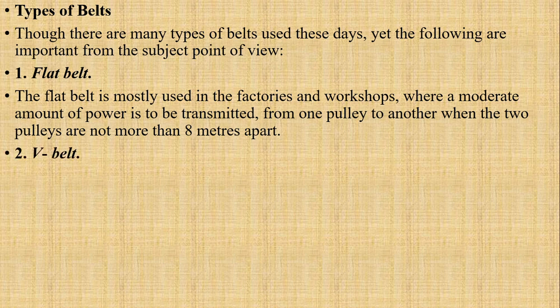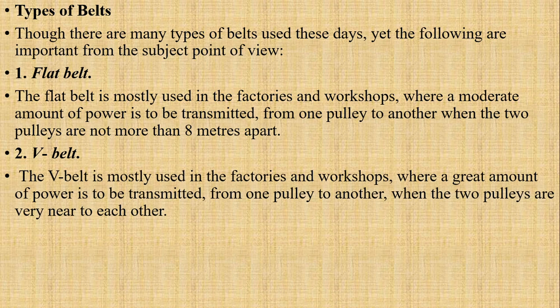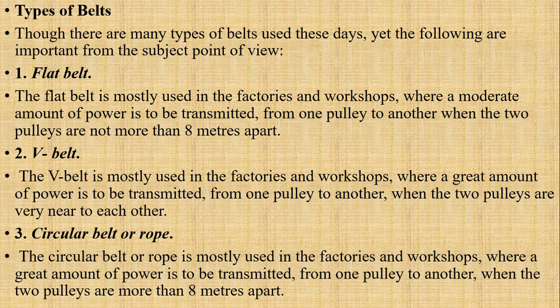Second, V belt. The V belt is mostly used in the factories and workshops where a great amount of power is to be transmitted from one pulley to another when the two pulleys are very near to each other. Third, circular belt or rope. The circular belt or rope is mostly used in the factories and workshops where a great amount of power is to be transmitted from one pulley to another when the two pulleys are more than 8 meters apart.